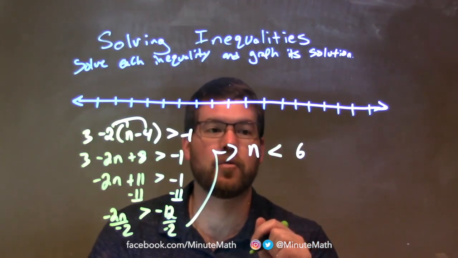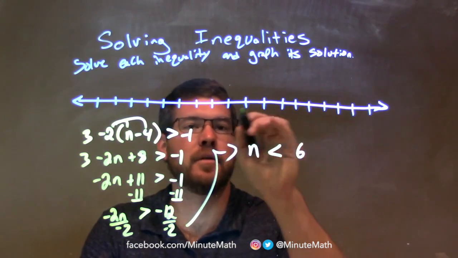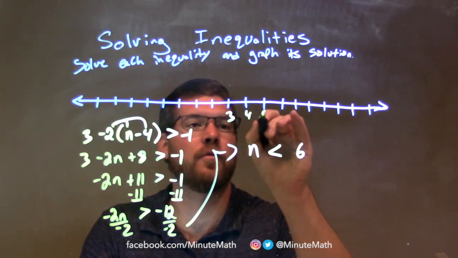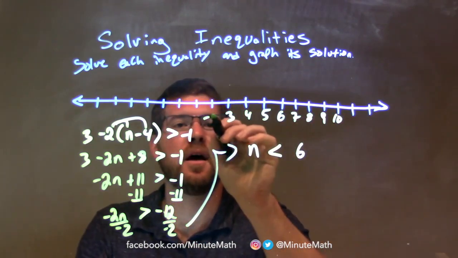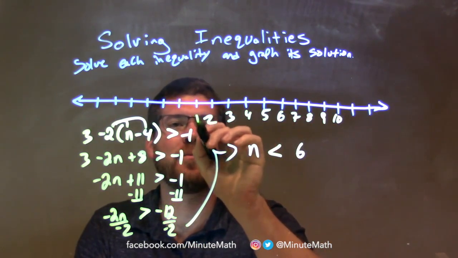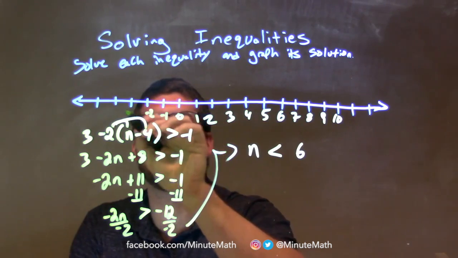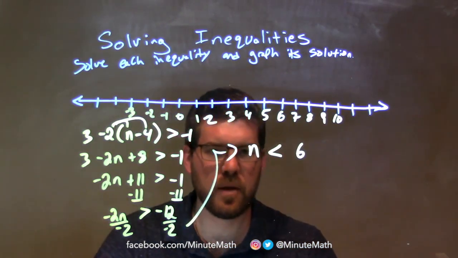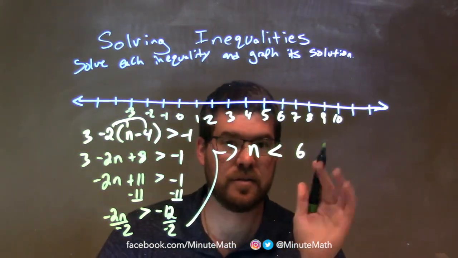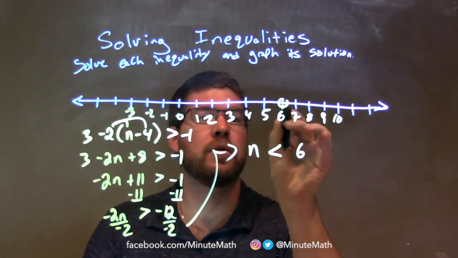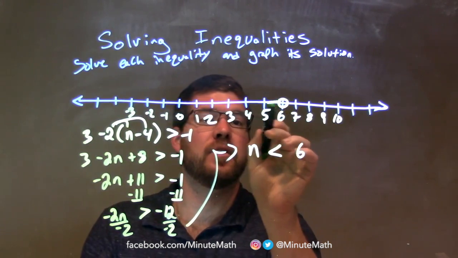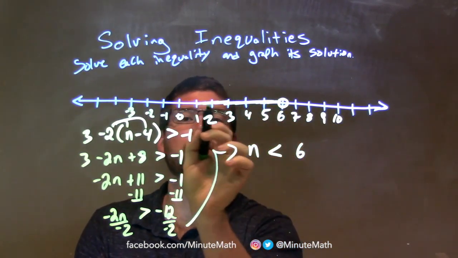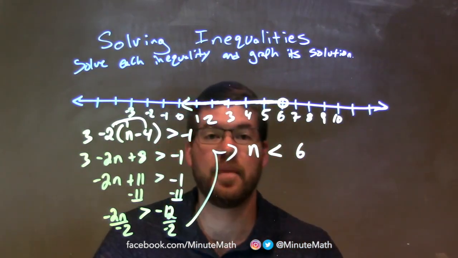Okay, so now let's graph that. So let's put 3 right here. 3, 4, 5, 6, 7, 8, 9, 10. 2, 1, 0, negative 1, negative 2, and negative 3. Okay, well, since n is less than 6, but not equal to, we have an open circle right there at 6. And then we need to shade to the left. So we shade to the left right here. And there we have it, our final answer.